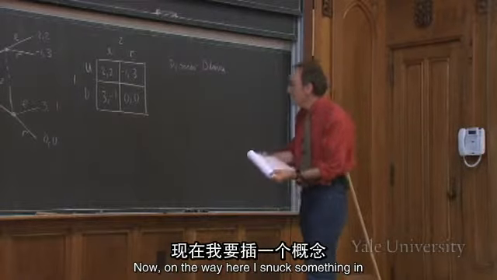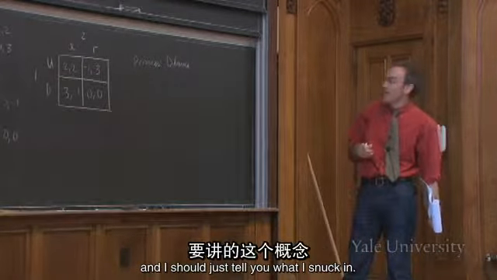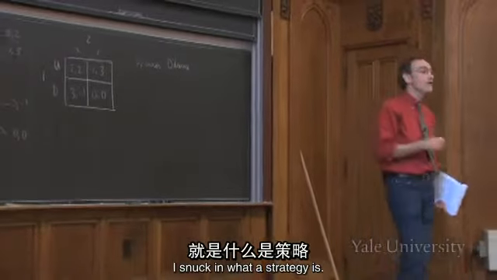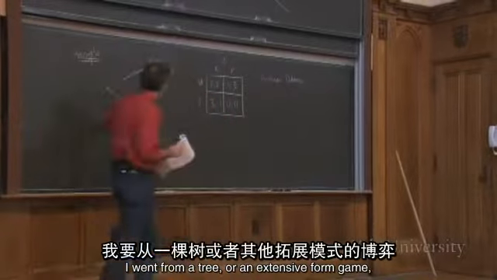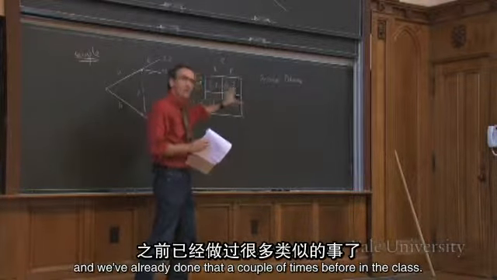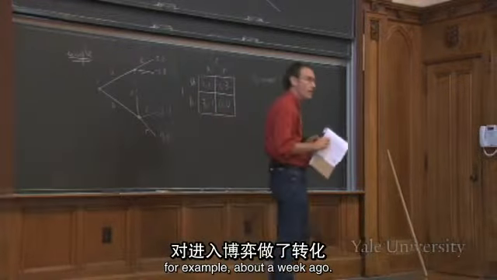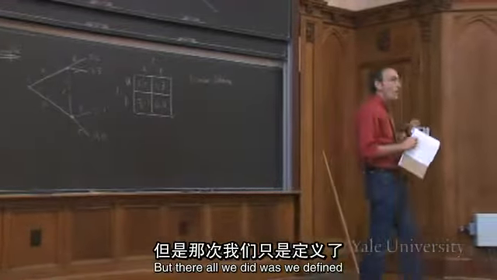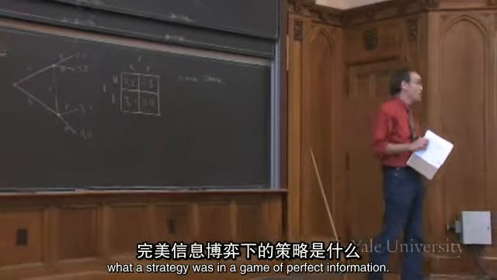All right? Now, on the way here, I snuck something in. And I should just tell you what I snuck in. I snuck in what a strategy is. I went from a tree or an extensive form game to a normal form game. And we've already done that a couple of times before in the class. We did it with the entry game, for example, about a week ago. But there, all we did was define what a strategy was in a game of perfect information.